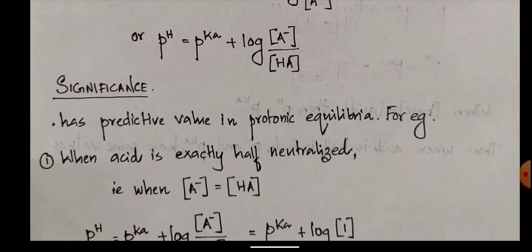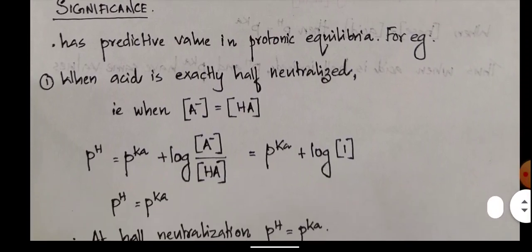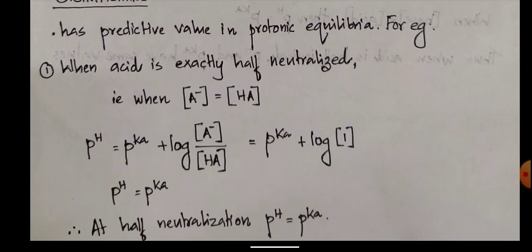So what is the significance of the Henderson-Hasselbalch equation? It has some predictive value in protonic equilibrium. For example, what will happen when the acid is exactly half neutralized? That is, when the concentration of A minus equals the concentration of HA. In this case, pH equals pKa plus log of the concentration of A minus divided by the concentration of HA. Substitute this value in the equation, and we get pH equals pKa. So at half neutralization, pH is the same as pKa. This is what I told you earlier: pKa is the pH at which the acid is half ionized or half neutralized. Correct.